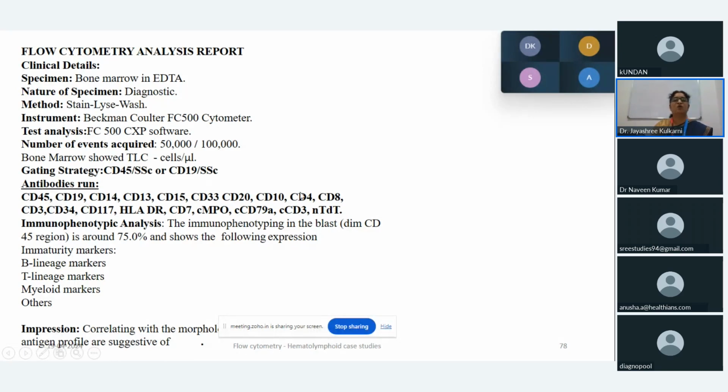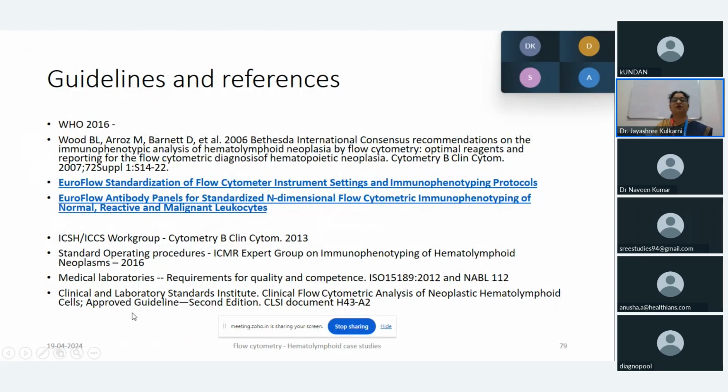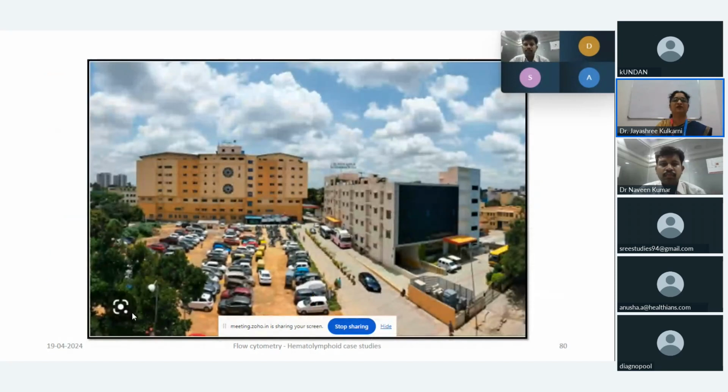Whatever antibodies you are using, and what is the immunophenotypic analysis, whether it is in the dim CD45 or the bright CD45, which are 19 positive, what are the immaturity markers positive, which are the B lineage, T lineage, myeloid markers, and correlating with the morphology, you give a suggestion of what kind of diagnosis, what hematolymphoid malignancy you are thinking about. These are the guidelines and references which will help you further.